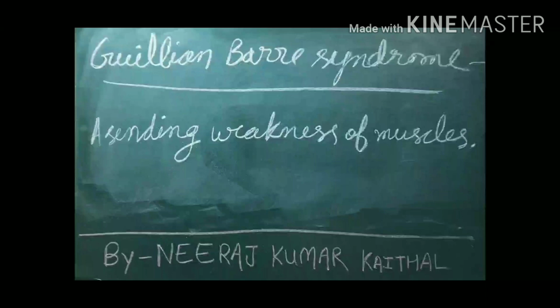Next is Guillain-Barre syndrome, GBS. Immune system attacks on nerves. This condition is triggered by acute bacterial or virus infection. Important characteristic of this disease is ascending weakness of muscles.